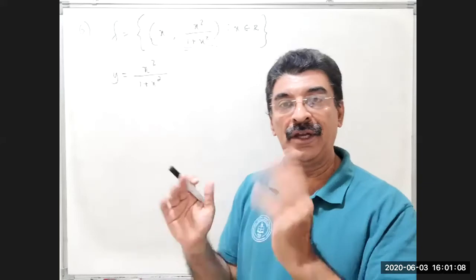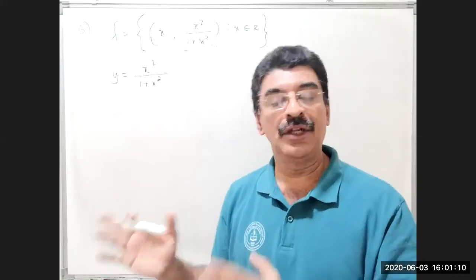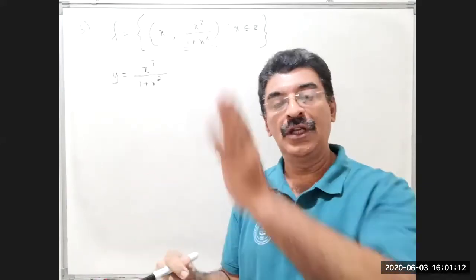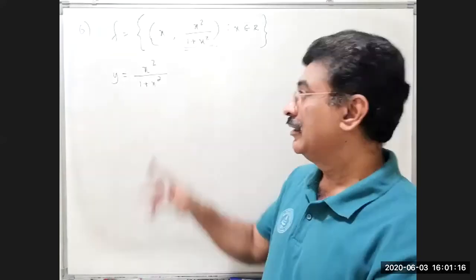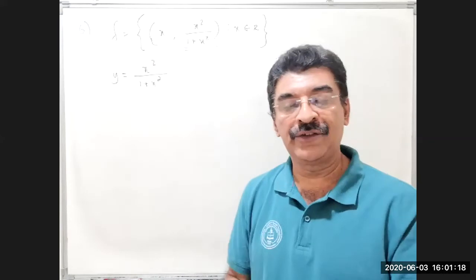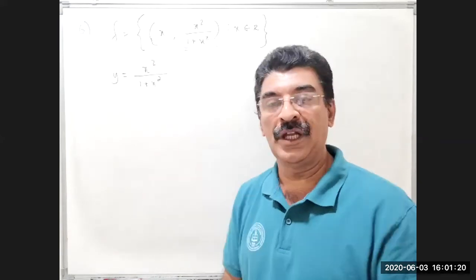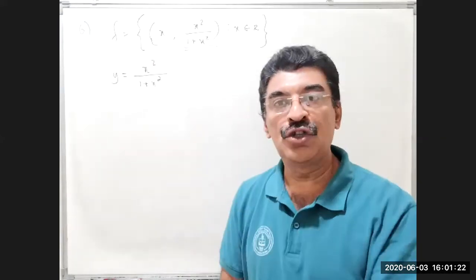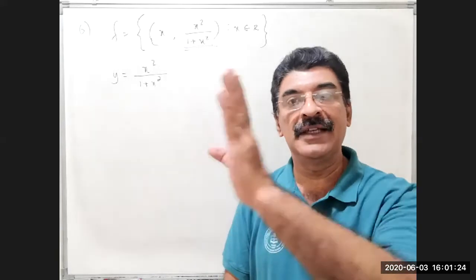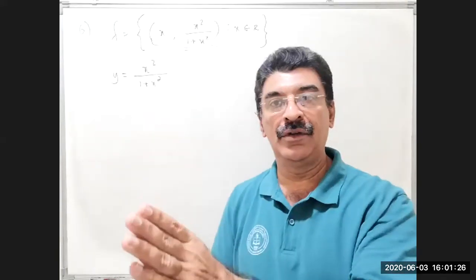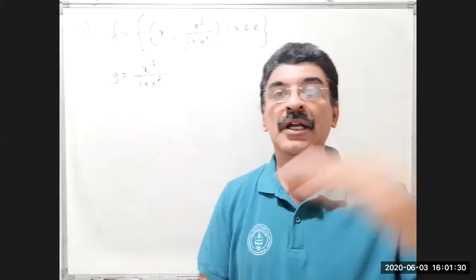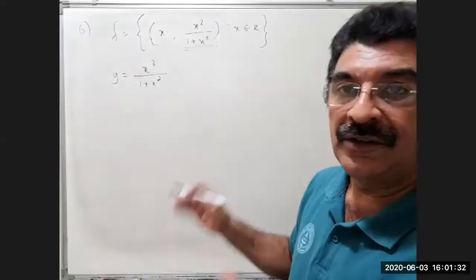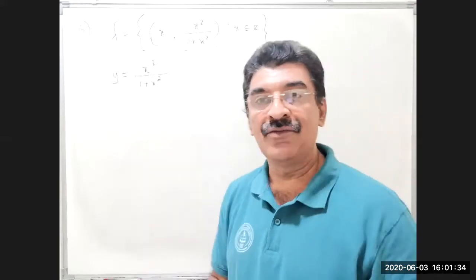X square cannot be negative. Being a perfect square, it cannot be negative. So it is from 0 to positive infinity. Again, since the numerator x square is less than the denominator 1 plus x square, each will be a proper fraction. That means less than 1. So our range is starting from 0, less than 1. This is if you are writing in words, we can write it.